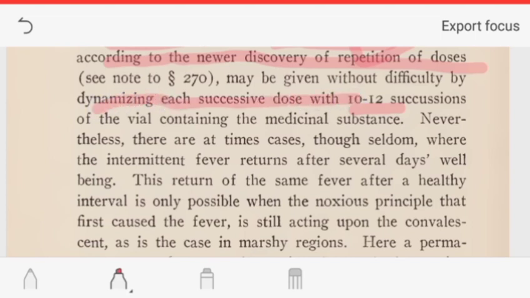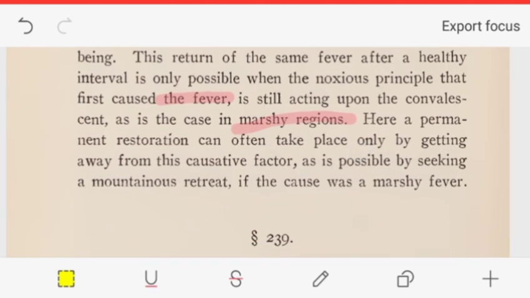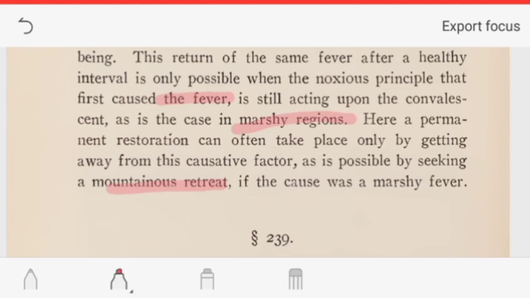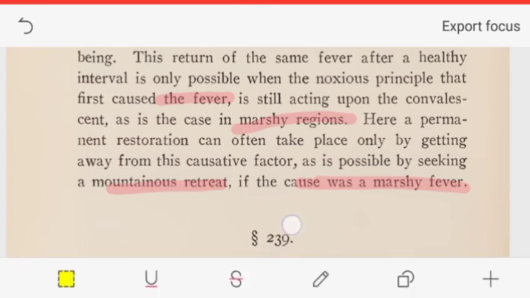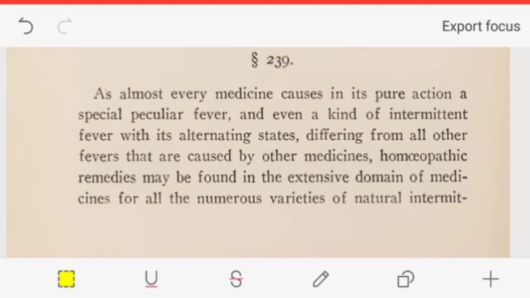Now Dr. Hahnemann says that nevertheless, it is seldom seen that an intermittent fever returns after several days of well-being. The return of the same fever after a healthy interval is only possible if the noxious principle that first caused the fever is still present, as in any marshy region. So for the permanent cure, we should go for the causation which causes the return of that disease. If the marshy, mountainous endemic region is the cause, then we should consider it is due to marshy fever. So in marshy disease, what is the treatment procedure?